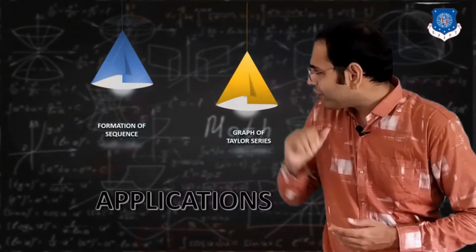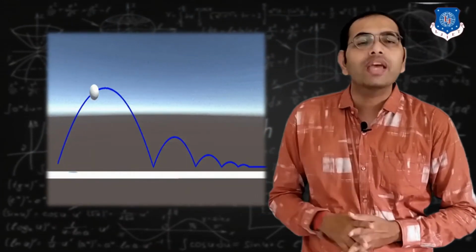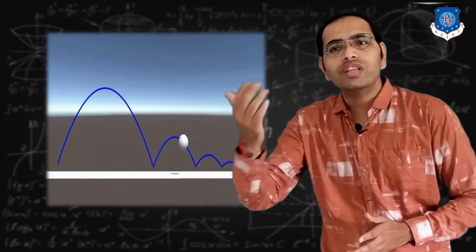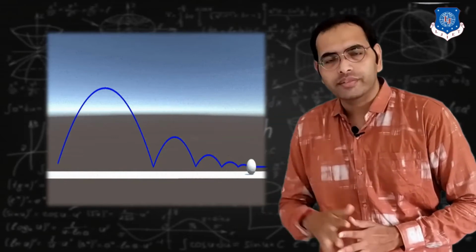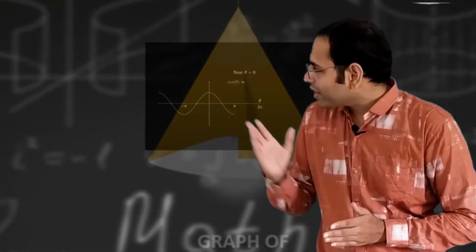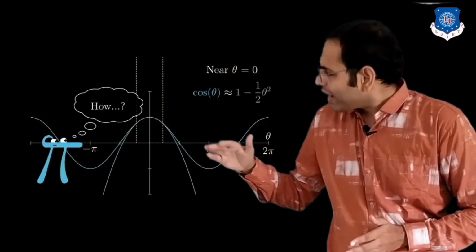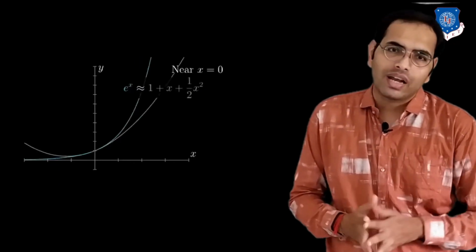Here in this graphical representation, I am taking one example of the bouncing ball and how the sequence is generated. Another example is Taylor series, how the Taylor series is formed. This one is the exponential function and sinusoidal function of the Taylor series.